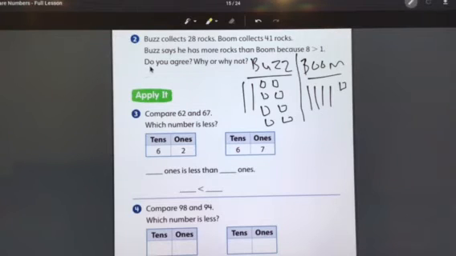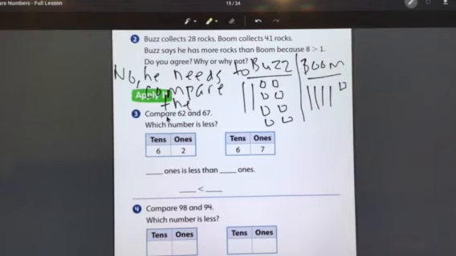So we're here where it says, do you agree? Your answer should be no. He needs to compare the tens. If he was to compare the tens, he would know that 4 is greater than 2.